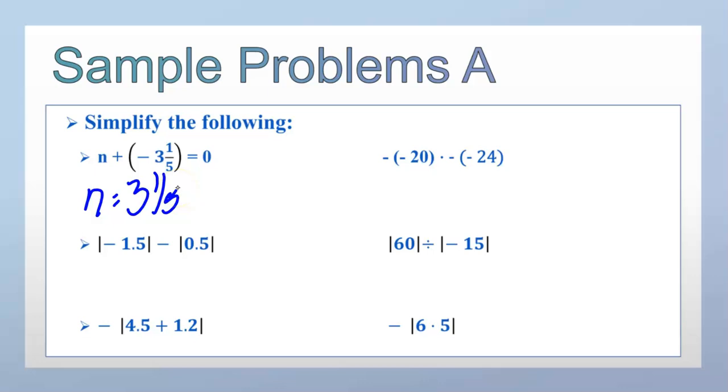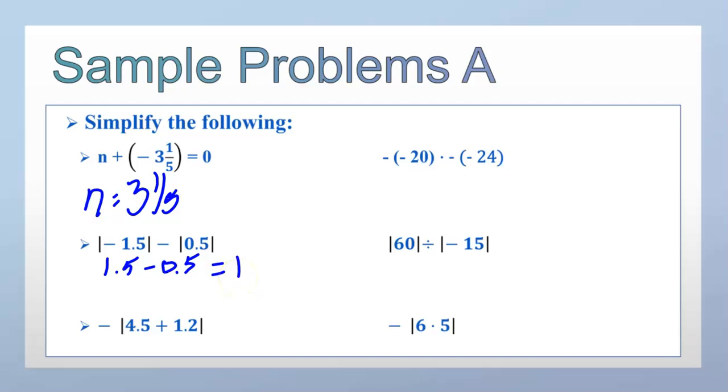Next one, we have the absolute value of negative 1.5 minus the absolute value of 0.5. So how far away is negative 1.5 from 0? That is 1.5 steps away. And then I have minus, how far away is 0.5 from 0? That is 0.5 steps away. So now I can subtract my two answers. 1.5 minus 0.5 is 1.